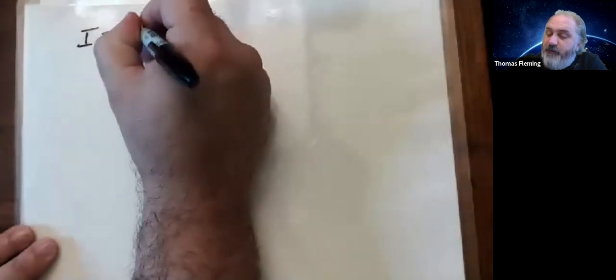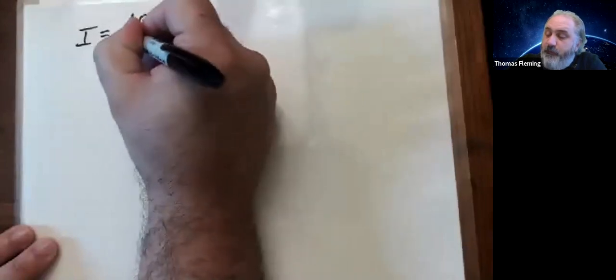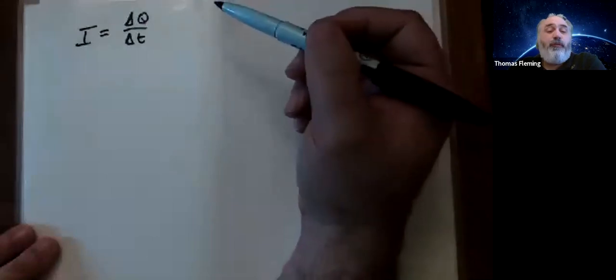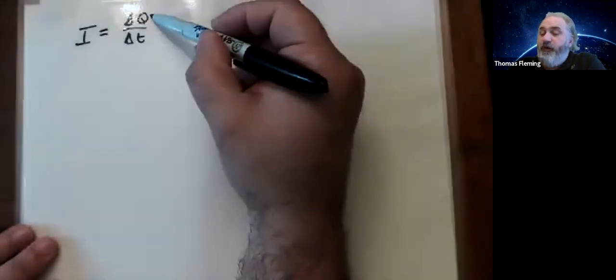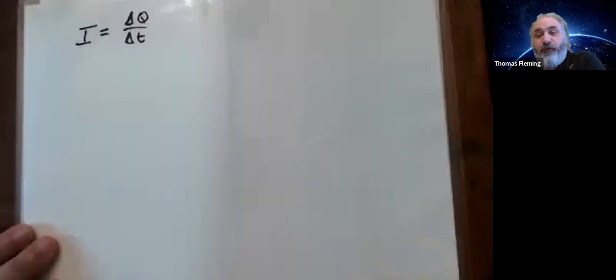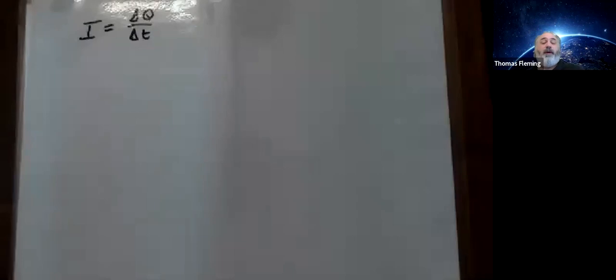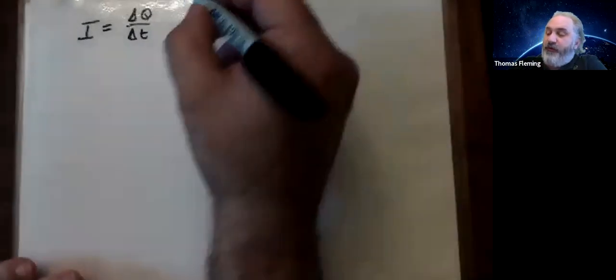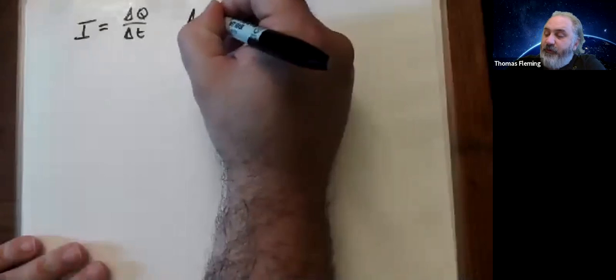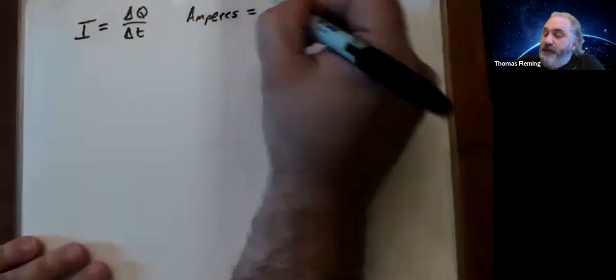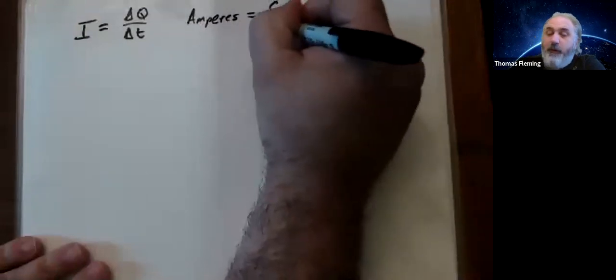So again, we have the definition of current. Current was defined as the rate that charge flows past a point, where delta Q is the amount of charge that flows past you, and T is the time that it takes for that charge to flow past. It was measured in units of amperes, where an ampere is defined as a coulomb per second.